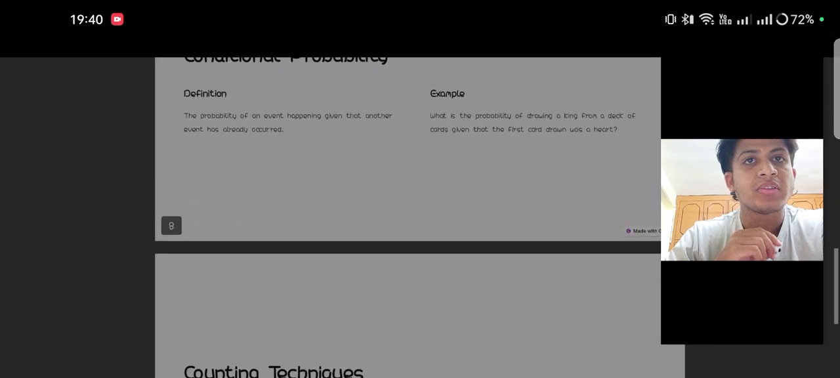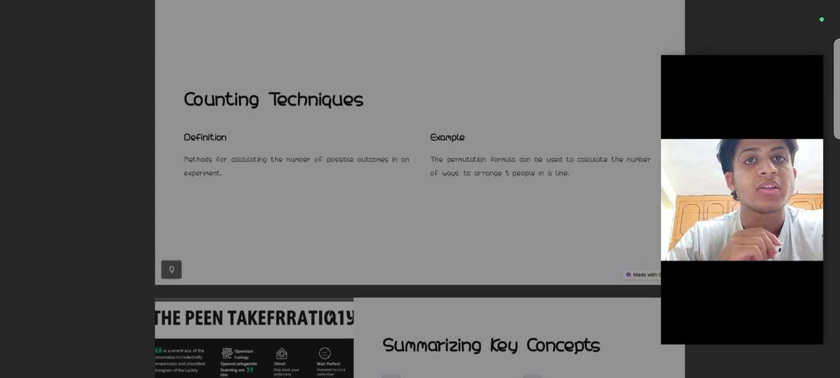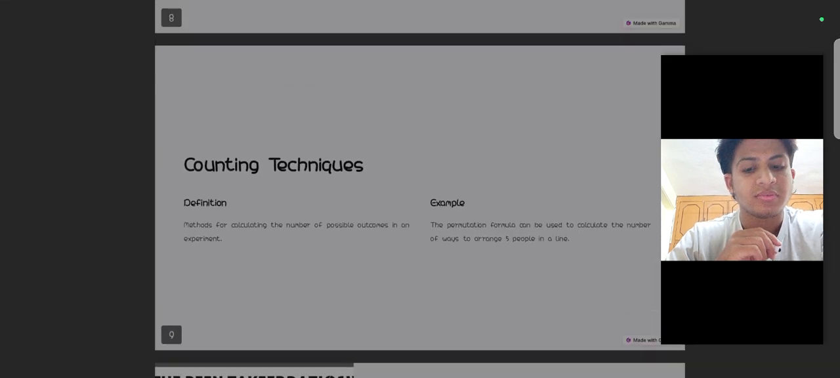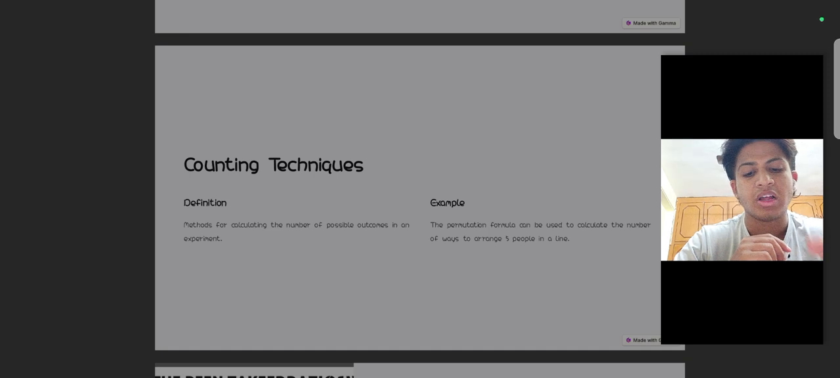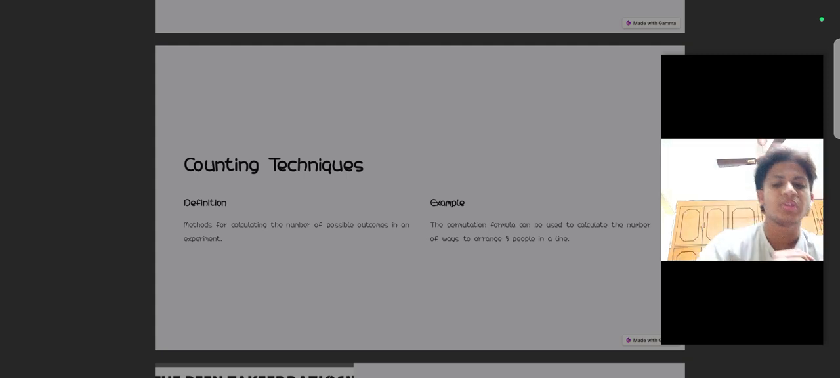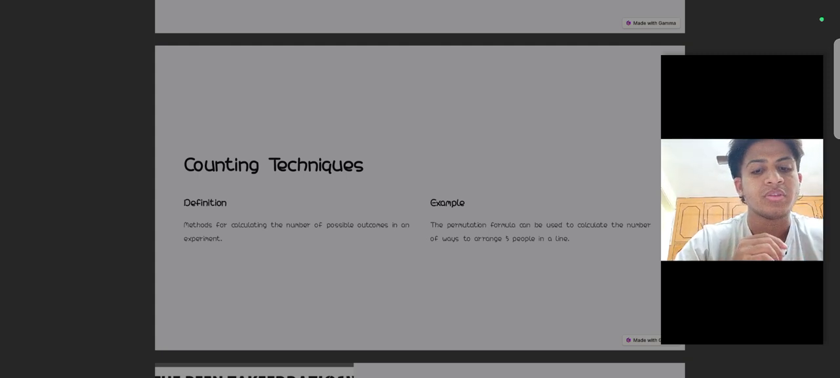And second, probability counting techniques. The counting techniques are the methods used in probability and statistics to determine the number of possible outcomes or arrangements in a sample space. These techniques are essential for calculating probabilities, especially when dealing with large or complex problems. The counting principle, like the multiplication rule.